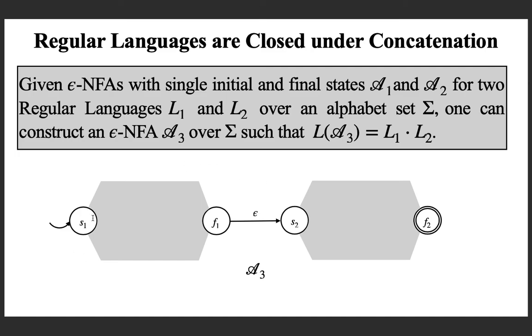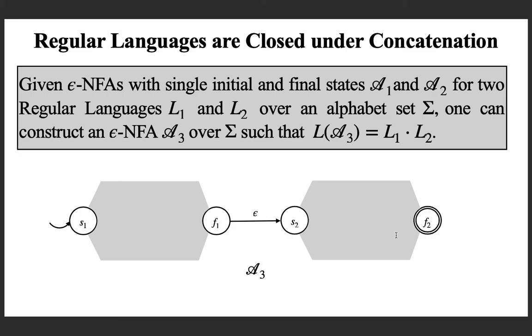Then there exists a path from S1 to F1 for X because X is in L1. And there exists a path for Y from S2 to F2 because we assume that Y is an element of the language L2. Then by using this transition you can accept X followed by epsilon followed by Y, that is XY, and that is the soundness of the construction. So soundness and completeness of the construction is fairly easy to see.